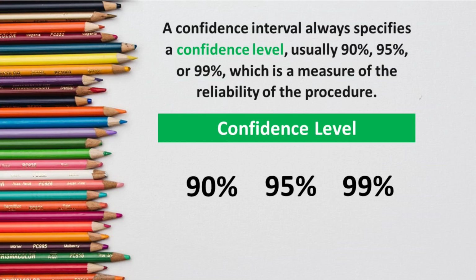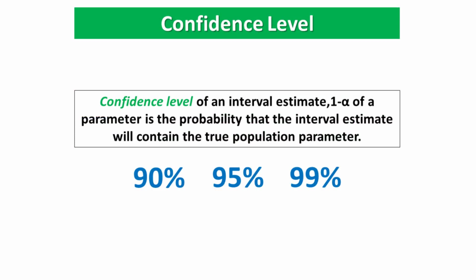For example, if we use a 95% confidence level, we are saying that we are 95% confident that the true value of the parameter falls within the specified interval. Confidence level of an interval estimate, 1 minus alpha, of a parameter is the probability that the interval estimate will contain the true population parameter.